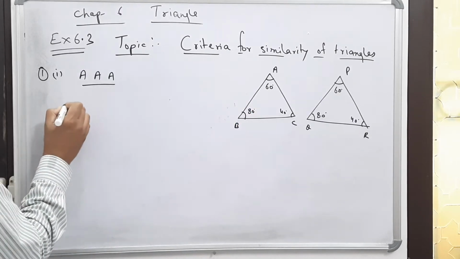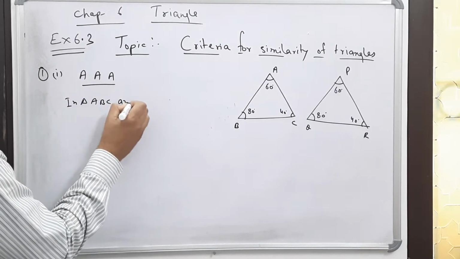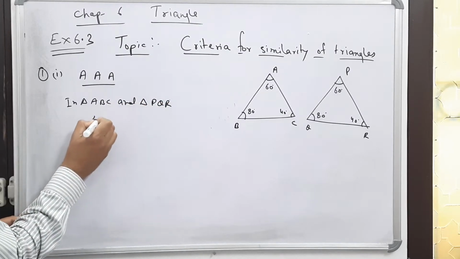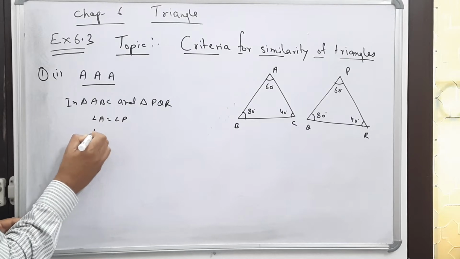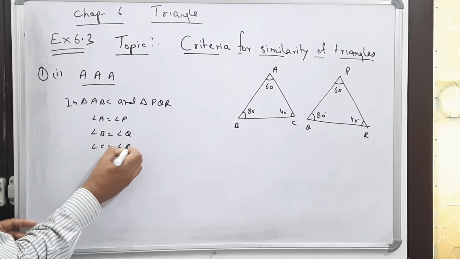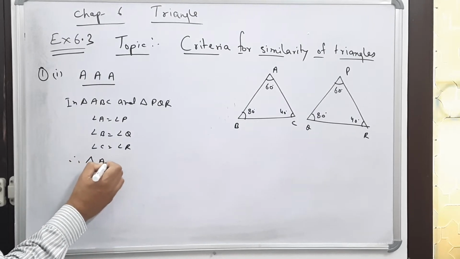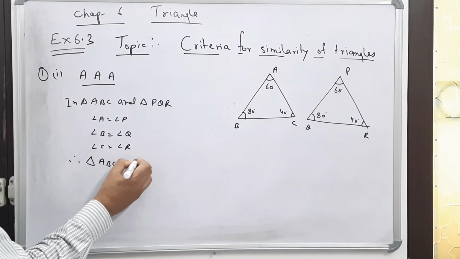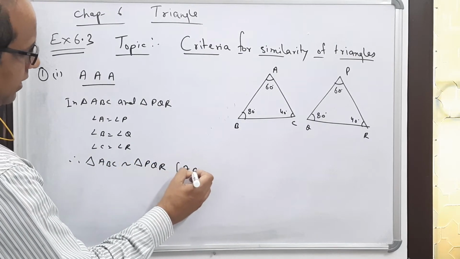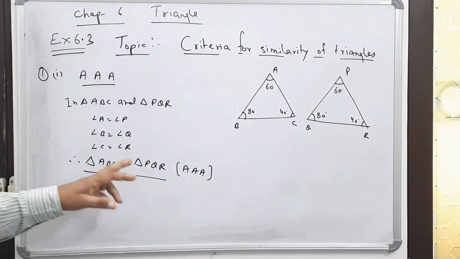How to write the answer? In triangle ABC and triangle PQR, the first part is angle A equals angle P, angle B equals angle Q, and angle C equals angle R. Therefore, triangle ABC is similar to triangle PQR. And which similarity here? Angle criteria. So in this way we write it symbolically.